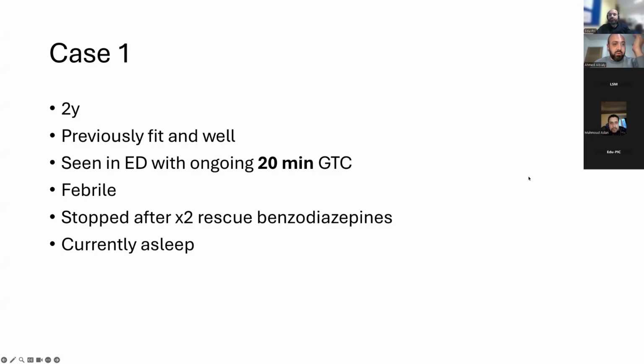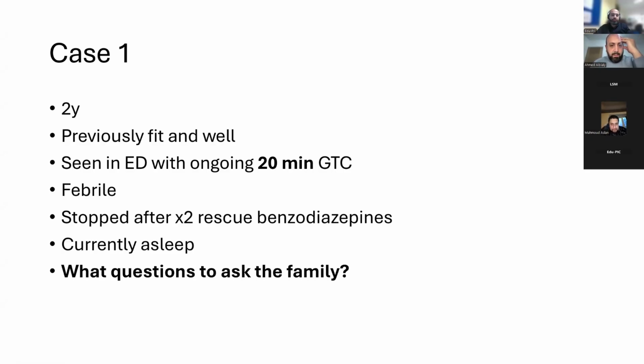This is a case of a 2-year-old child, previously fit and well. You see him in the ED coming with ongoing generalized tonic-clonic convulsions that have lasted 20 minutes or more. The child is febrile. He had 2 rescue benzodiazepines and the seizures stopped, and currently the child is asleep with no more seizures. So what sort of questions would you ask the family to try to narrow the differential in this case? If you want to leave any comments in the chat, please.